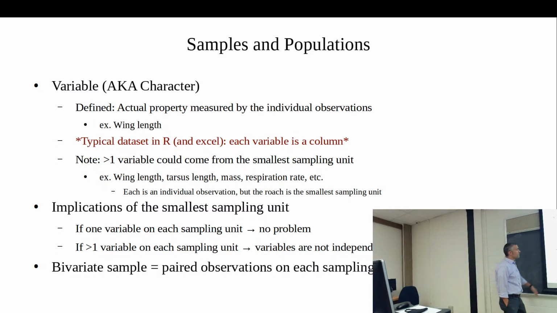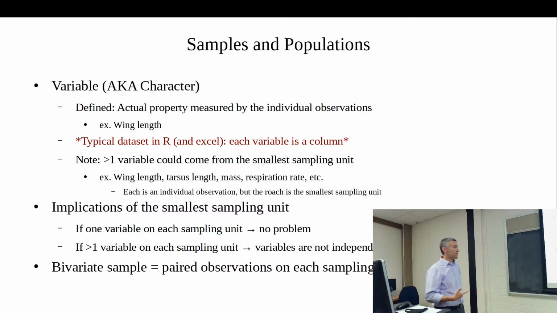I also note that more than one variable can come from the smallest sampling unit. That's important because our smallest sampling unit represents the rows of our data set. So our rows represent the sampling unit, and our variables represent the columns. I do think we went over this: implications of the smallest sampling unit. If one variable is taken on each sampling unit, we're good to go, no violation of our assumptions.